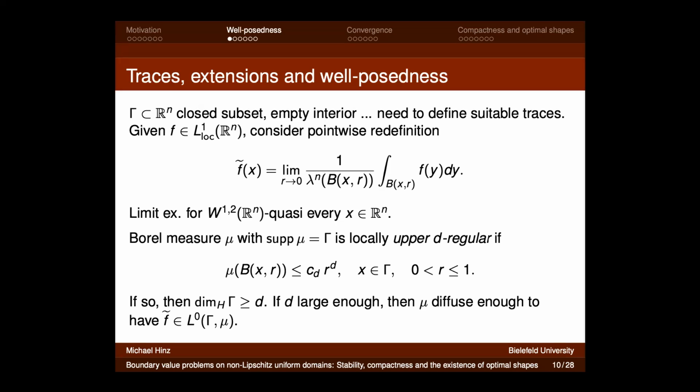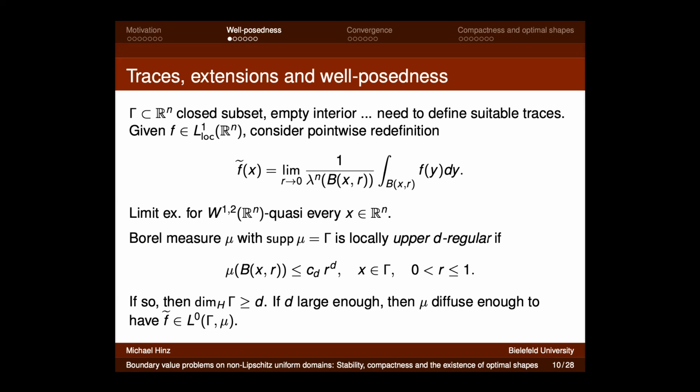If we talk about strange boundaries, or about boundaries in general and integrals over boundaries, then we must think about how to take traces of Sobolev functions on the boundary. Let me go through this quickly. This is quite classical, I guess. The boundary will be a closed subset of R^n, so it has empty interior, so it's not clear how to restrict a Sobolev function to such a set. So we need to define suitable traces.